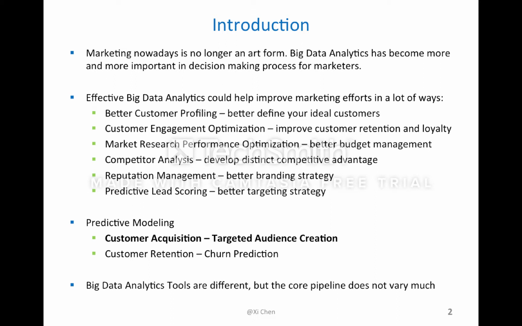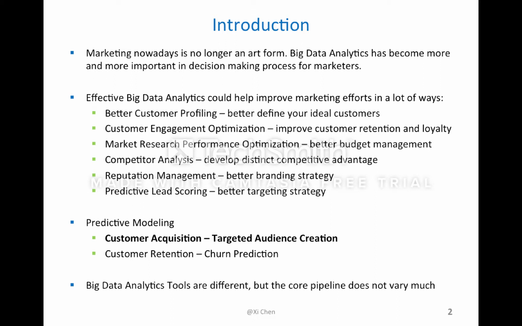They are also trying to use effective big data tools or analytics to help them develop distinct competitive advantages over competitors. Predictive modeling is also very important, especially in customer acquisition and retention. For customer retention, predictive models are usually being used to predict churn, meaning finding users or people who are more likely to cancel subscription to a service. This is a very important topic, especially to the subscription-based business such as Netflix or AT&T and other phone services.